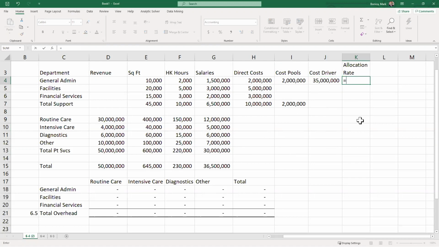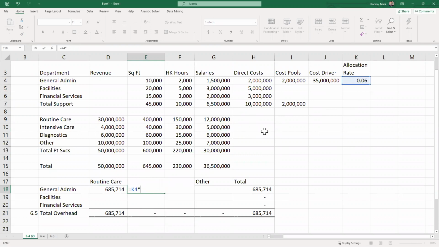So the allocation rate is the cost pool divided by the cost driver. And so we get 6 cents per dollar of salaries. So we'll now allocate general administration to routine care. So it's going to be 6 cents per dollar of salaries times 12 million for routine care, 6 cents per dollar of salaries times $5 million for intensive care.